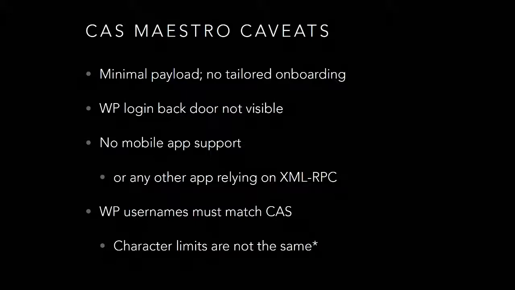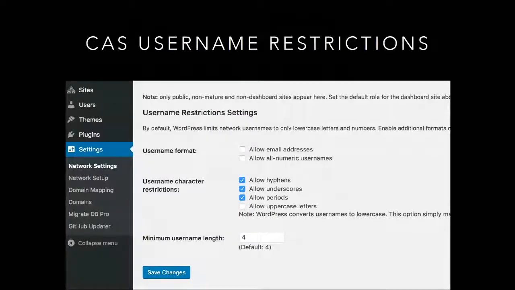And that actually applies to any other app that relies on the older XML-RPC authentication. And like I said when I was talking about the network username override plugin, the WordPress usernames have to match CAS in order for this to work, so you'll need that plugin to make sure that they match. This is the interface for the username restriction override plugin, and it just lets you say, hey, we're going to allow hyphens and underscores and periods in our usernames and maybe uppercase letters, because WordPress doesn't natively. And you can set a different minimum length, all those things that WordPress doesn't normally let you do.